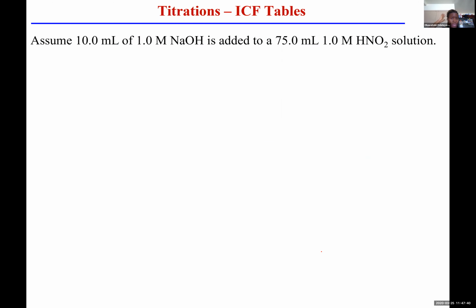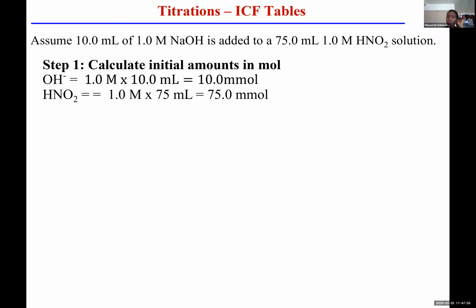So for example, I'm adding 10 milliliters of 1 molar NaOH to 75 milliliters of 1 molar HNO2 solution. The first thing I'm going to do is figure out how many moles I have of both. Okay, so I figure out the moles of NaOH by multiplying my volume by my molarity. Remember, big M, where do I write that? Big M equals moles over volume in liters. Now, for those of you that want to keep this in moles, that's totally fine. That's 0.01 moles or 0.075 moles. Either way works.